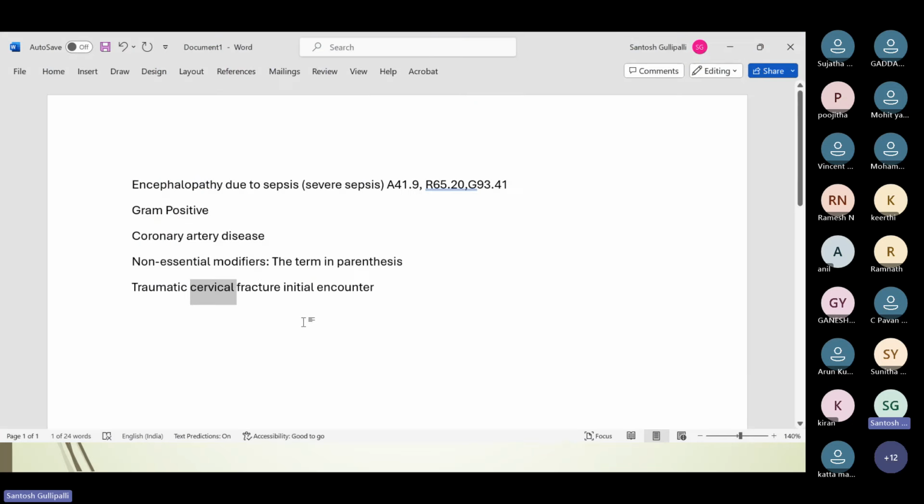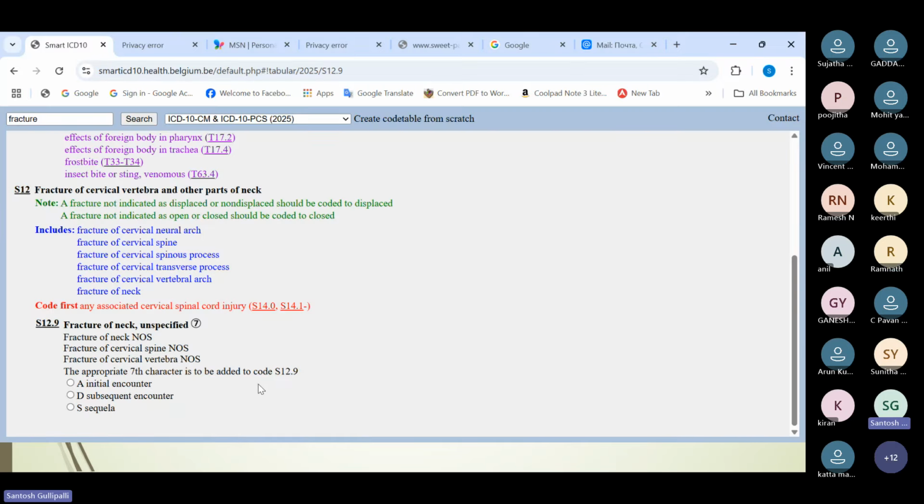So generally the code is S12.9. Okay, so how many characters? Four characters. So they are given the seventh character value here. The appropriate seventh character is to be added to code S12.9.